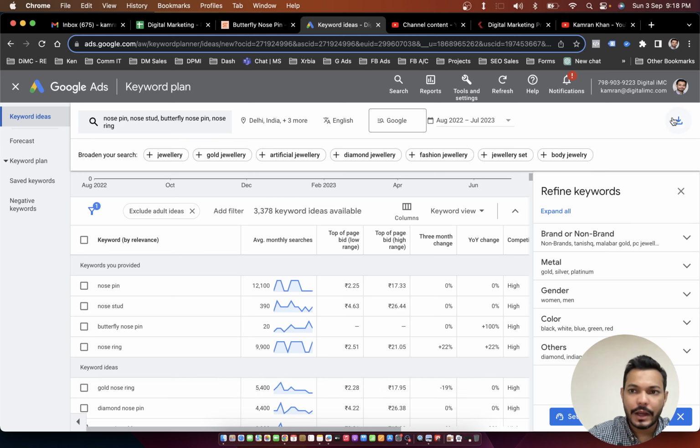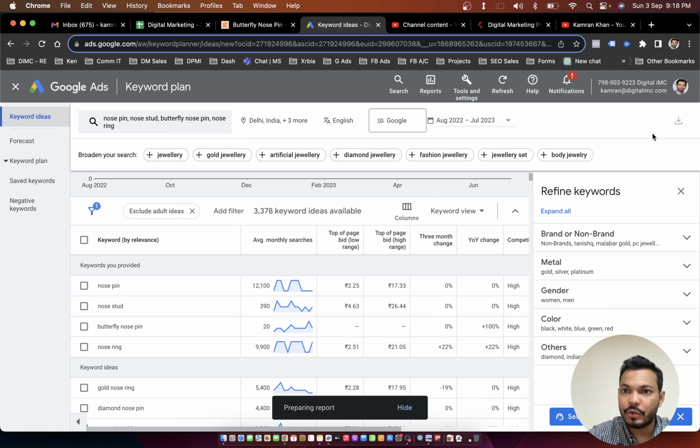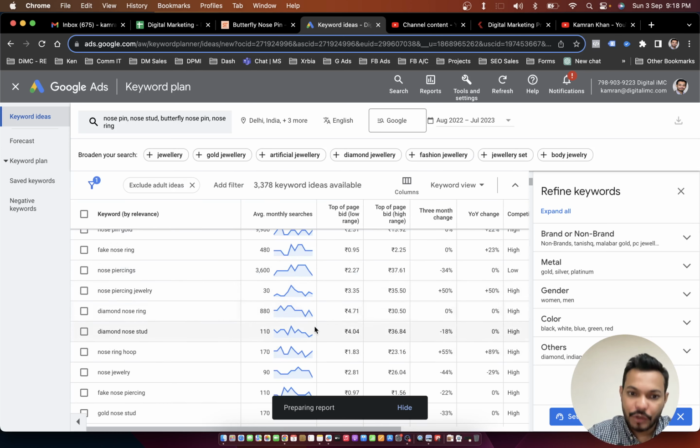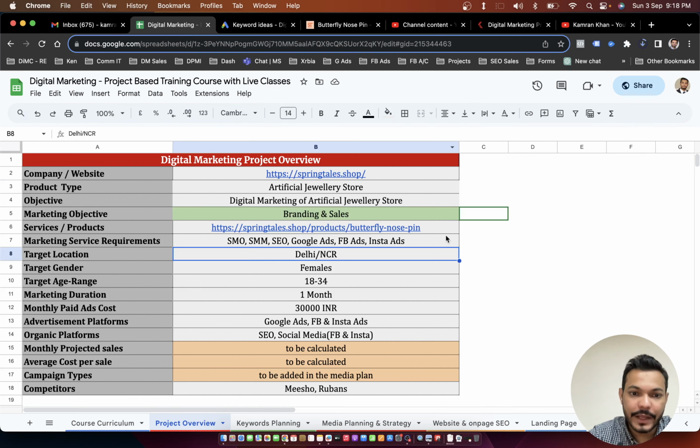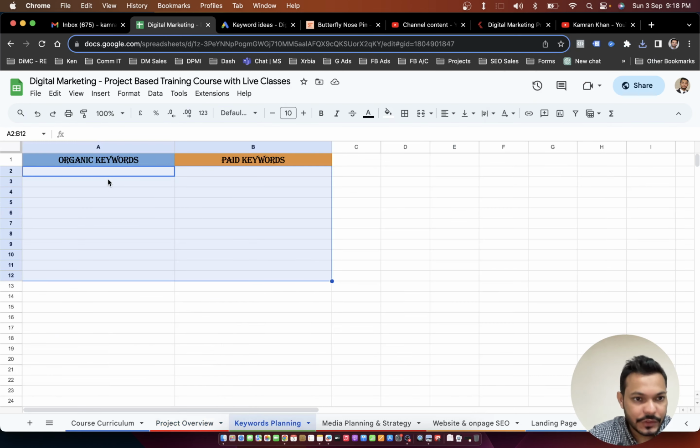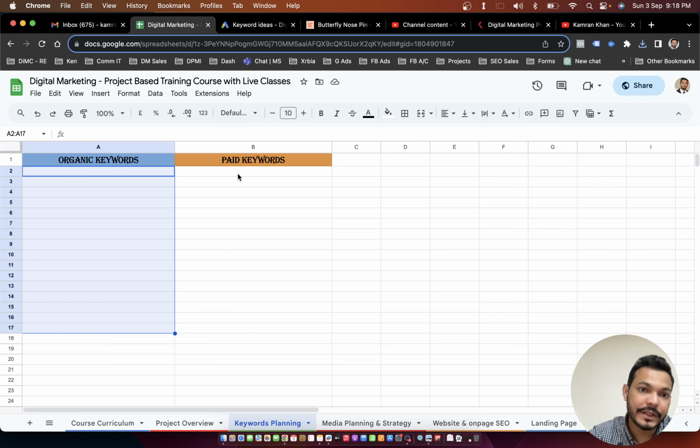So what I do, we can simply download this sheet from the top right by clicking on this button, and I'm downloading it in the CSV format. So I can pull up the keywords from the list. So now in this exercise, we are going to plan keywords for SEO and paid activities as well.